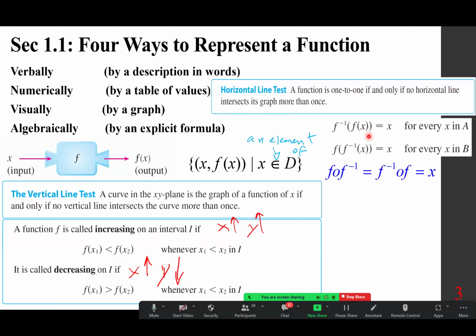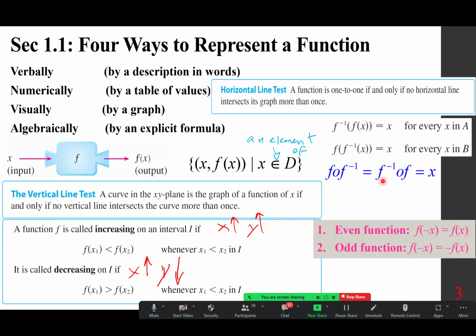f inverse of f of x equals x for every x in A, f of f inverse of x equals x for every x in B. That means f of f inverse, or f inverse of f, is x when the two functions are inverse functions. So if two functions are inverse functions, their composite function is x.